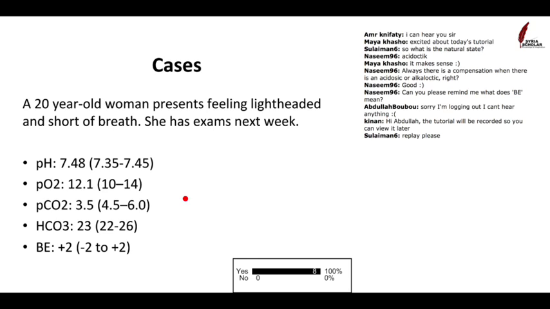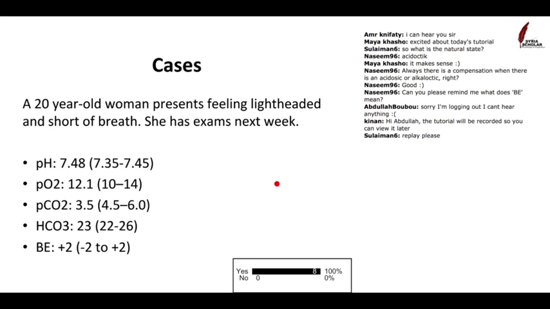Yeah, absolutely. So the CO2 is low, and when the CO2 is low, you become alkalotic. So this is a respiratory alkalosis. So before we go on, can anyone think of what could be causing this? It's a 20-year-old young lady who's feeling short of breath, has got exams next week, and she's got a respiratory alkalosis.